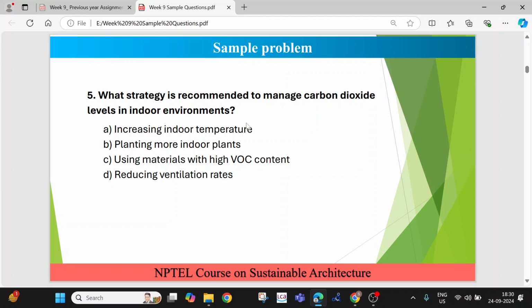What strategy is recommended to manage carbon dioxide levels in indoor environments? Out of the four options, how can you manage the carbon dioxide levels in your indoor environments? B. You can easily answer that option B is the right answer for question number 5. Whenever you plant more indoor plants, they absorb the carbon dioxide and release oxygen, managing the CO2 levels effectively inside your building. Is it clear?